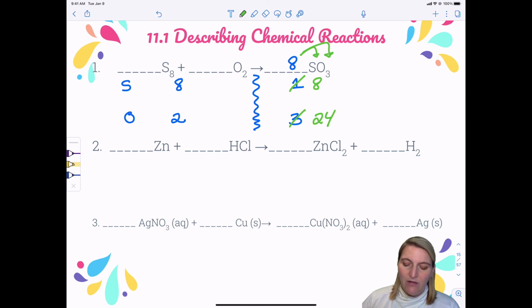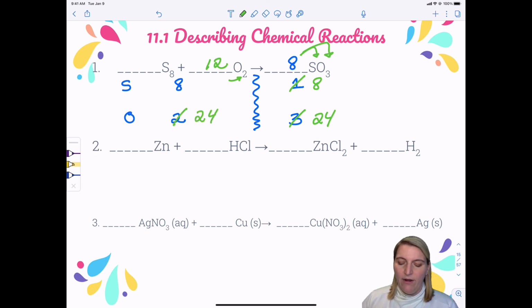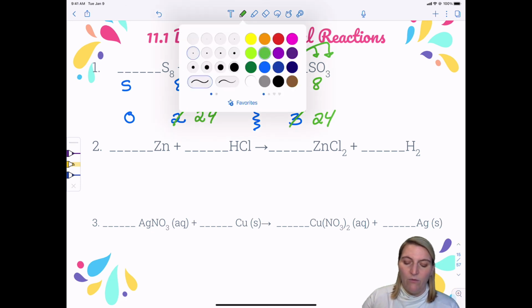I need to balance out the oxygen. I need to think what number times 2, because it has a subscript of 2, will equal 24, and that's 12. If I do that, 12 times 2 is 24, and you can see now I have the same number of atoms of each element on both sides.